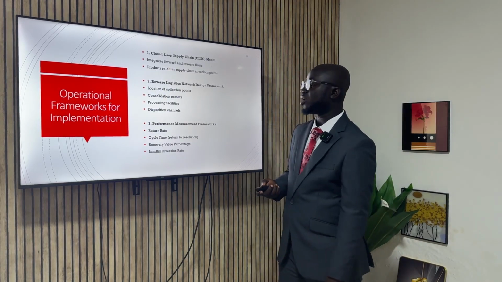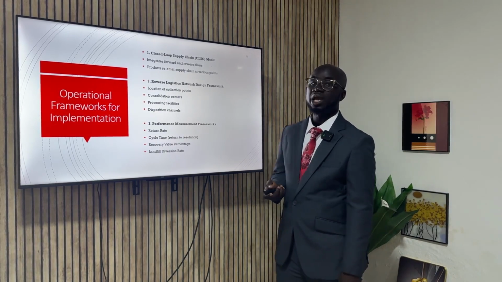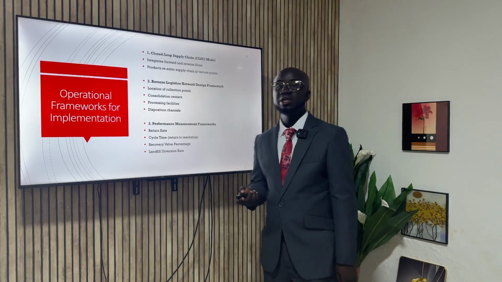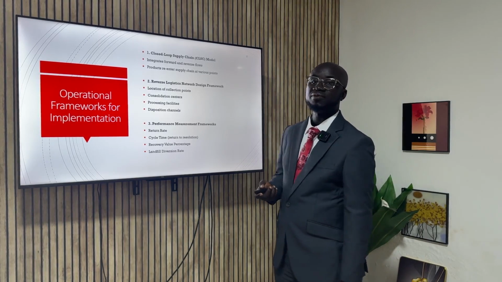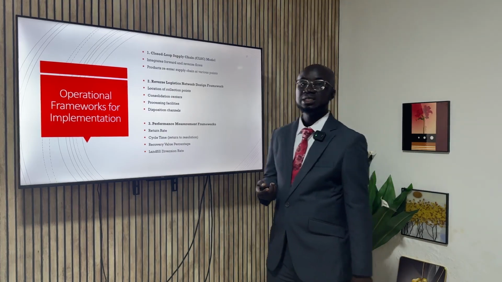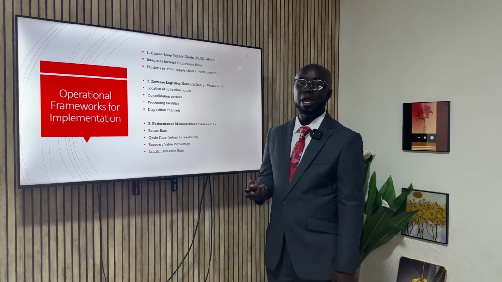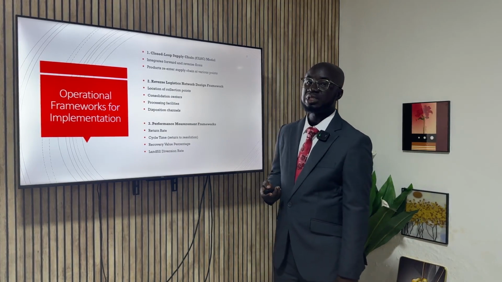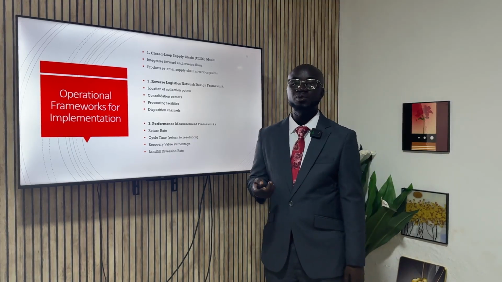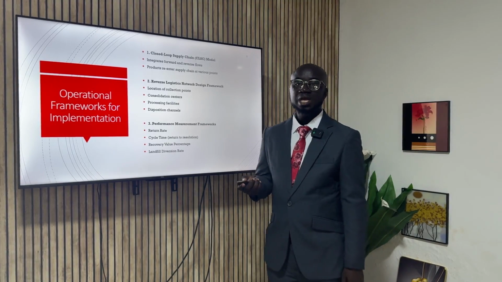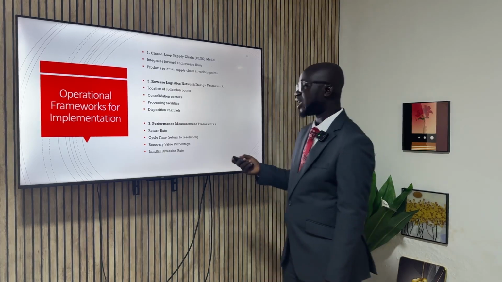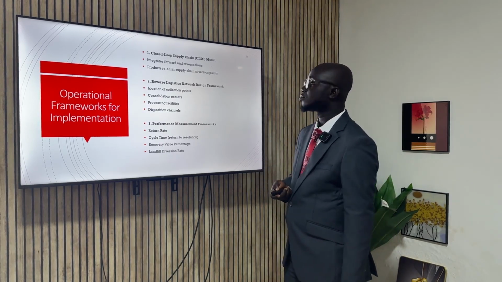Let's look at operational frameworks for implementation. Operationally, the closed loop supply chain model integrates forward and reverse flows. Network design frameworks guide decisions on where to locate collection points and processing facilities. And performance measurement frameworks help track critical metrics: return rates, cycle times, and landfill diversions.